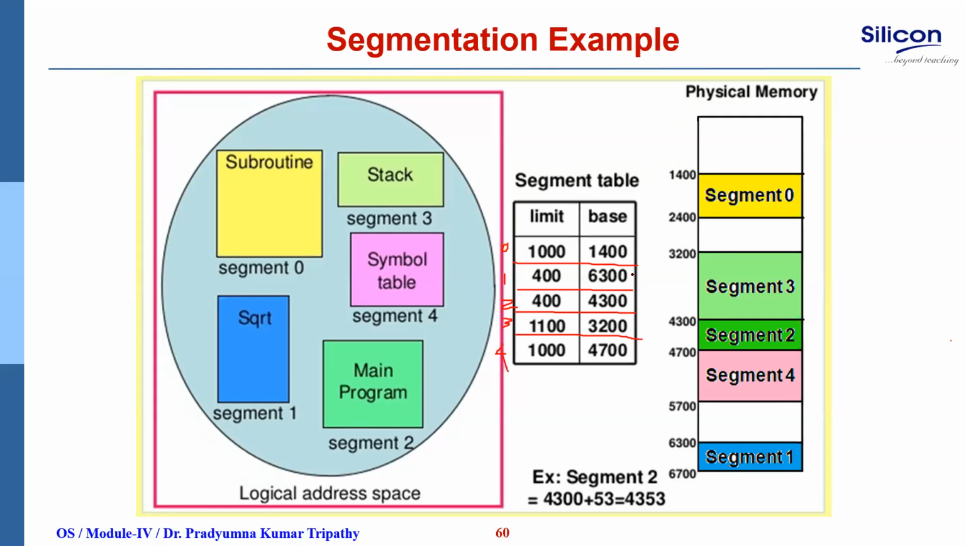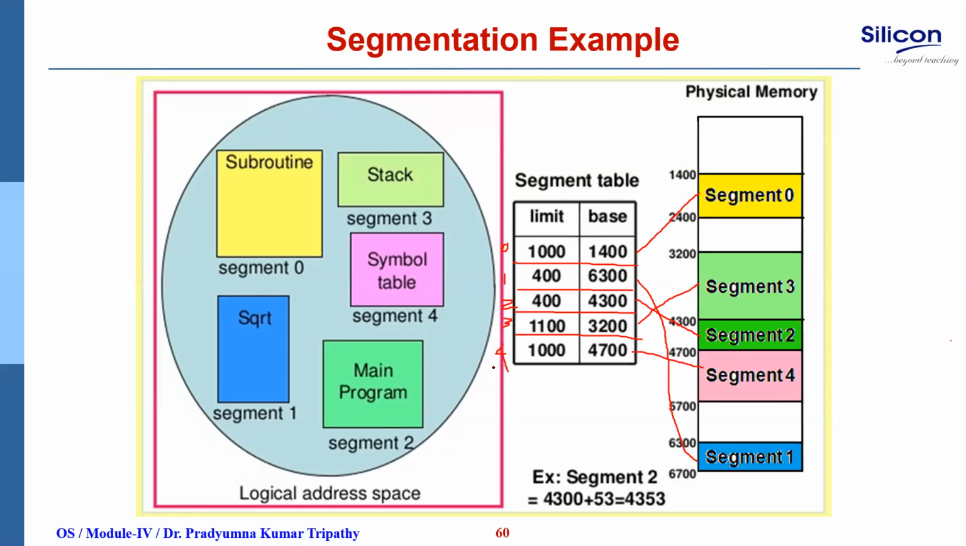And where is it stored? This is stored over here. Segment 0 is stored over here, segment 1 over here, segment 2, segment 3, like that it is being stored, and segment 4 is being stored in the memory, right?